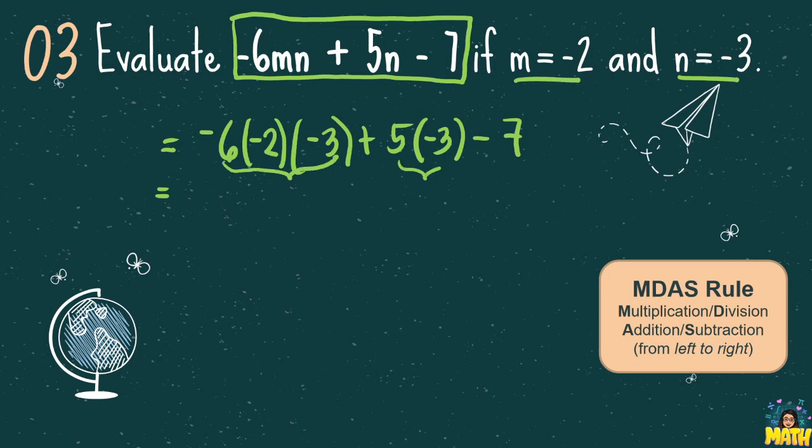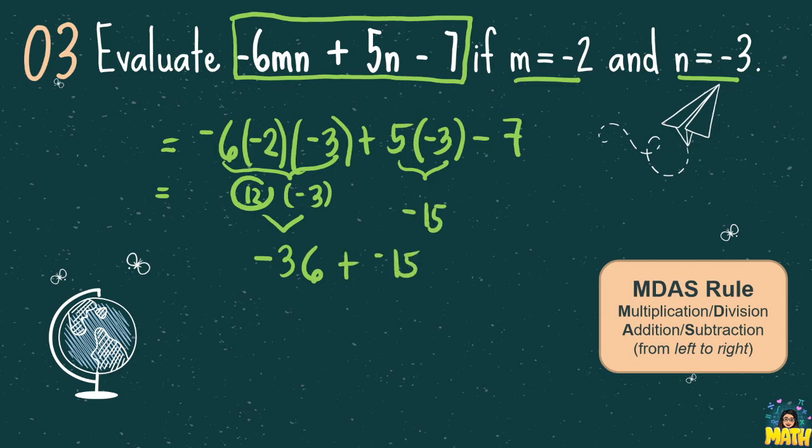Here, multiplication first. Negative 6 times negative 2. This is positive 12 because negative times negative is positive. And then, let's also multiply it to negative 3. 12 times negative 3 is negative 36. Then, 5 times negative 3, that is negative 15.